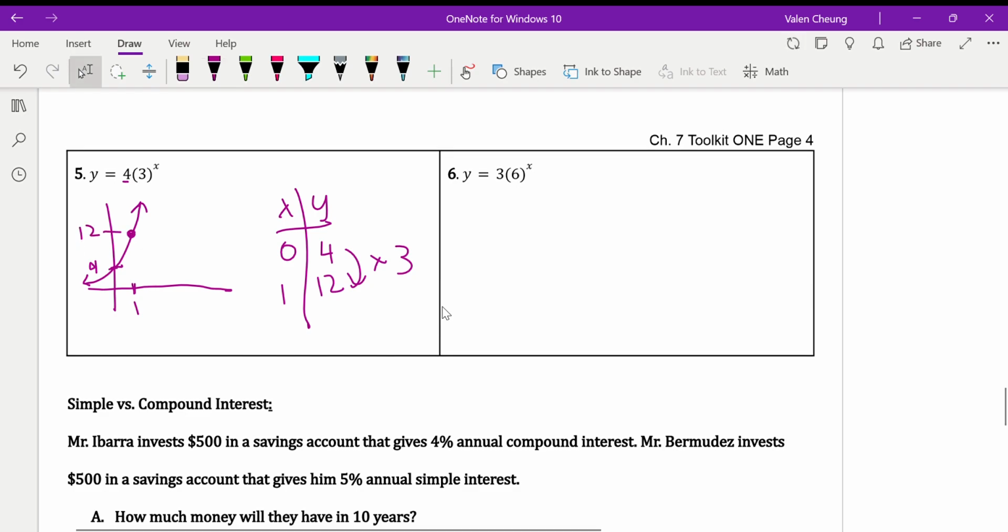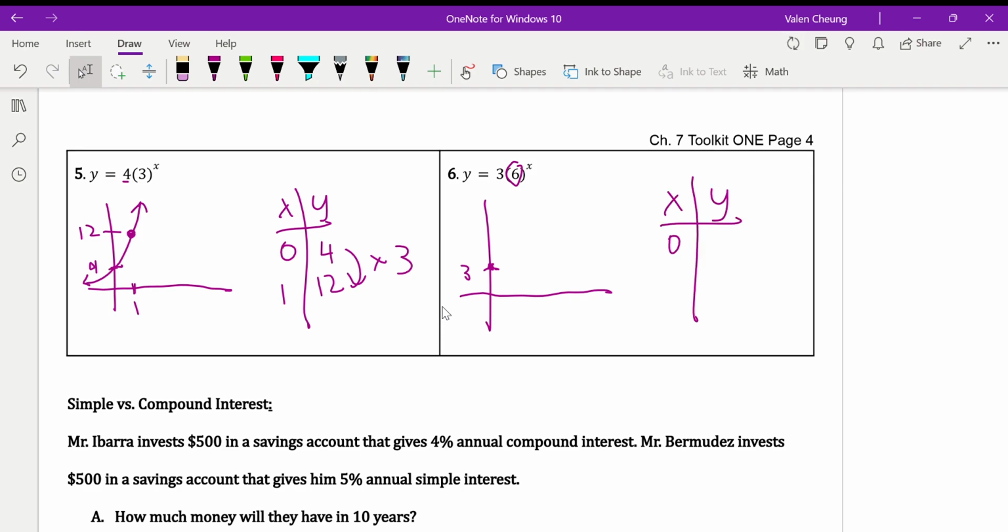And number 6. Starting value is going to be at a 3, right? And because we know that 6 is greater than 1, the graph is going to be increasing. 0, 1. So starting value is 3 times 6 gives us 18. So it's going to curve up, and right here, figure 1, that's going to be 18.